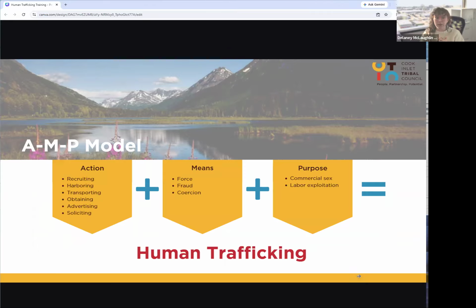The action refers to how a trafficker gets in contact with a victim. This is that laundry list that I brought up in the definition portion: recruiting, harboring, transporting, obtaining, advertising, or soliciting. So again, that goes for the how. The means are my three favorite words: force, fraud, and coercion. Something important to note, again, is that if the victim is under the age of 18, you do not need force, fraud, or coercion for it to be considered trafficking. And then the purpose, again, commercial sex or labor exploitation.